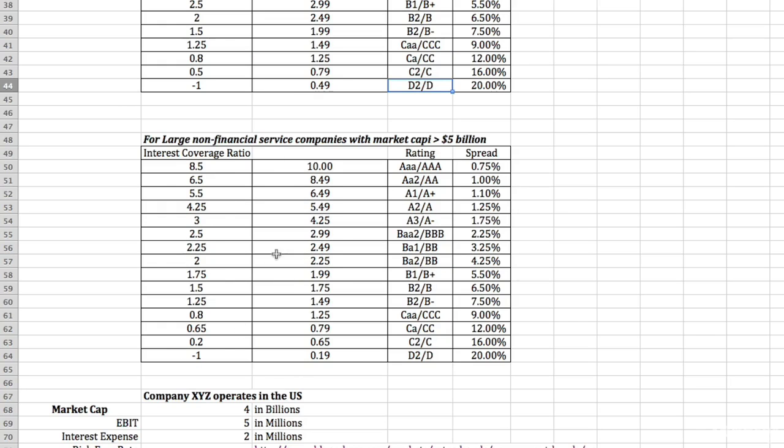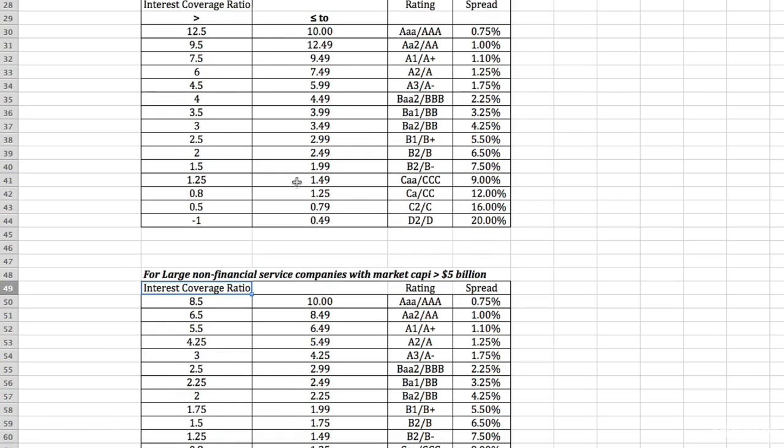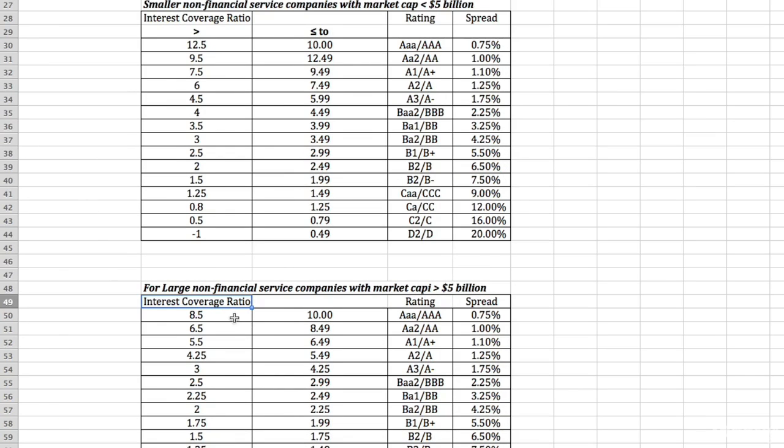In this other table here, instead, we have companies which have a market capitalization of over 5 billion. Usually the interest coverage ratio, as you can see, compared to smaller companies, is going to be a little bit lower, but although lower, it is going to be more or less the same rating. So as you can see, while for the smaller organization, we have an interest coverage ratio of 10 to 12.5 that gives a rating of AAA.